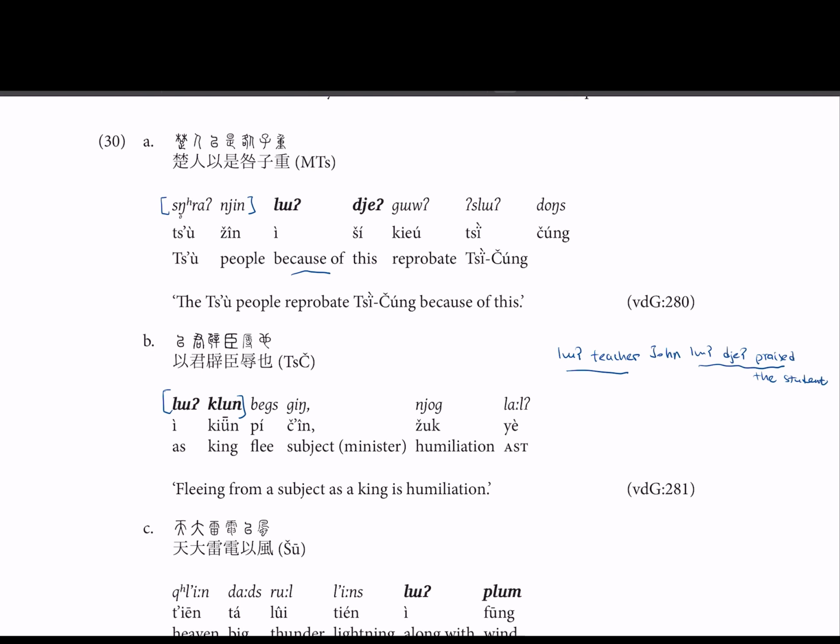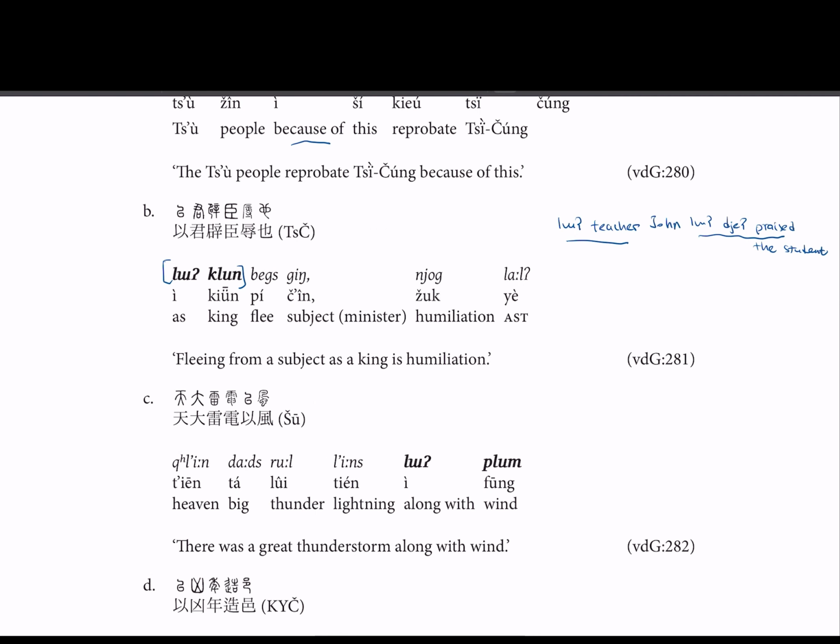Now let's move on to the sentence in 30c, which describes some inclement weather condition. So in Old Chinese, Kling das ru lings le plume, or in Modern Chinese, Tian da loi dian yi feng. There was a great thunderstorm along with wind. So here the meaning along with is rendered by the coverb le plume, along with wind.